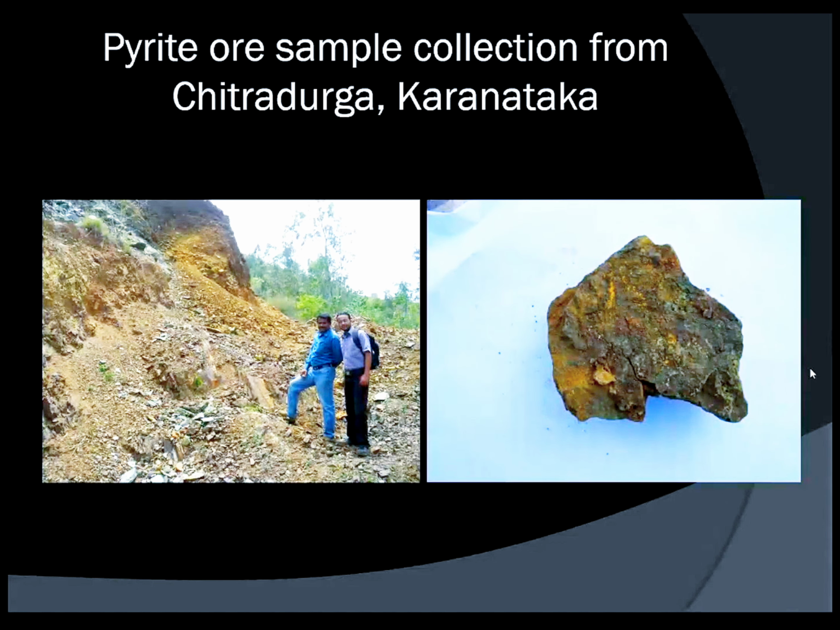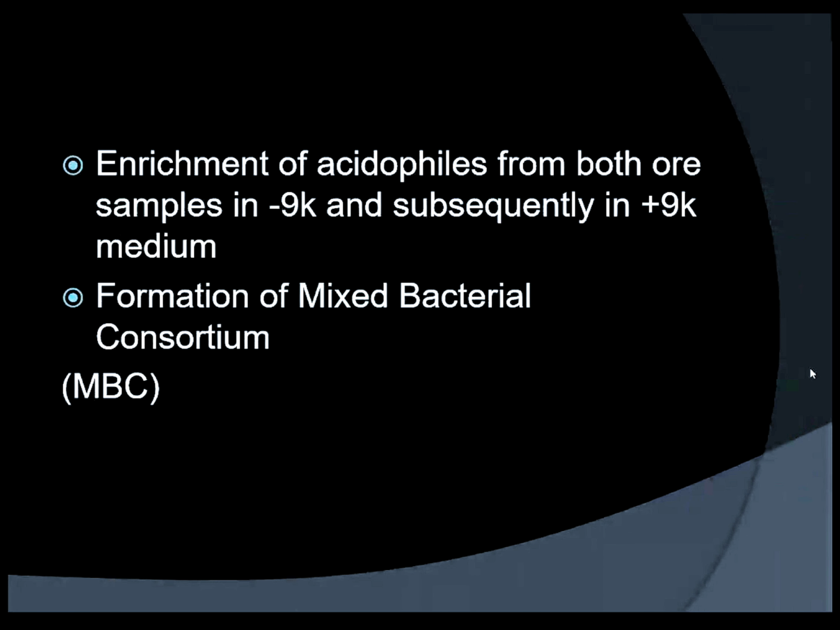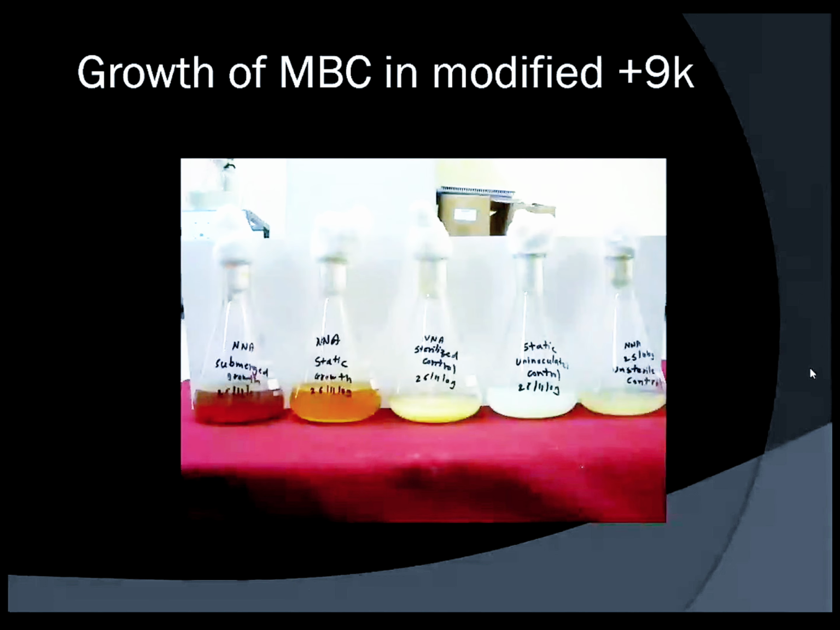So what we did is we enriched them. Basically, we took these ore samples, added them in the media, and allowed all the organisms there to grow in a broth. Then we mixed the pyrite and the bauxite samples together so that all the organisms were there, and this is called a mixed bacterial consortium. This is the growth of the organisms. The darker the brown color, the more the growth of iron oxidizing bacteria.